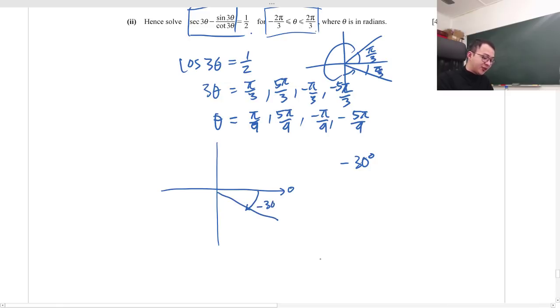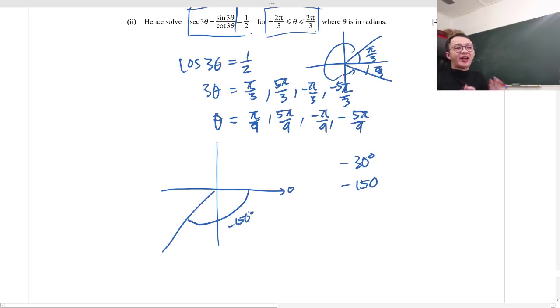This one is called negative 30. So if I say negative 150 degrees, that means I move from 0 here all the way to here, negative 150. This is how the negative angle works.